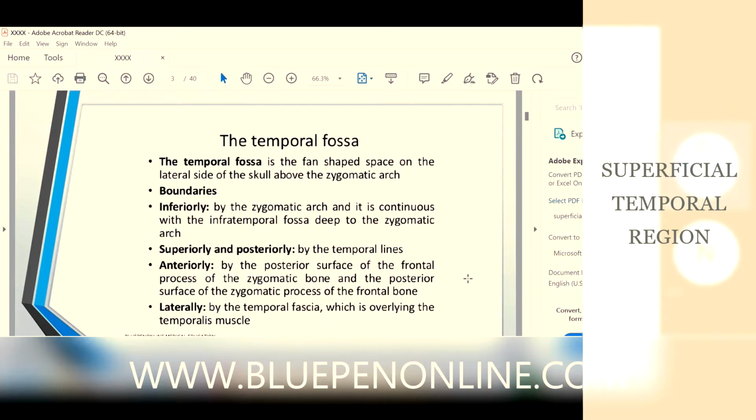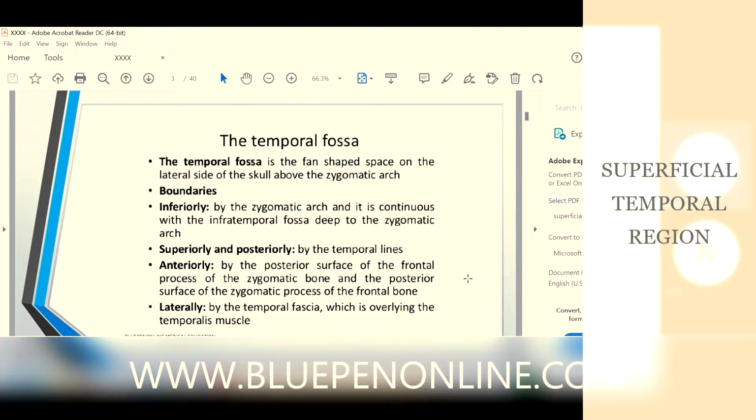Can you tell me the boundaries of temporal fossa? Now you understood which space is known as temporal fossa, right? So what are the boundaries? Down, which is the partition? Zygomatic arch. So inferiorly by the zygomatic arch. Correct, no? So it is continuous with the infratemporal fossa, which is deep to the zygomatic arch.